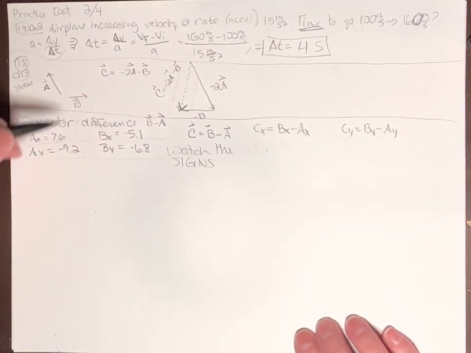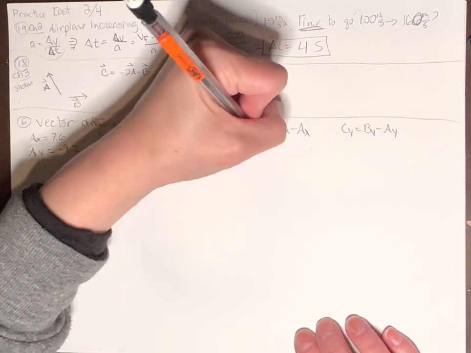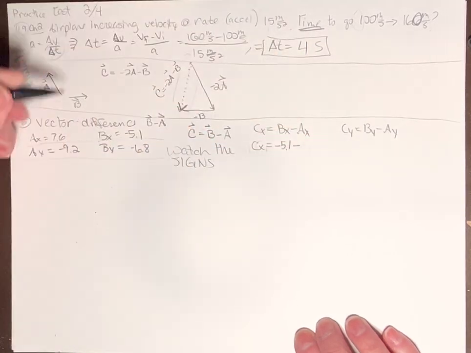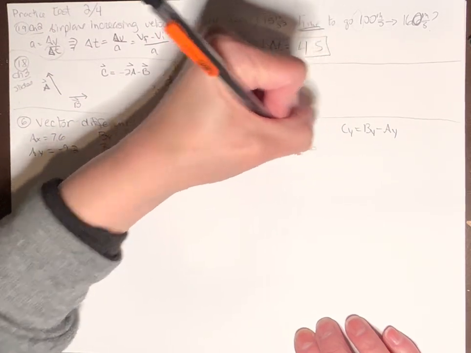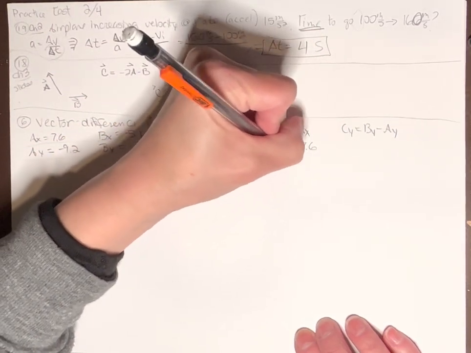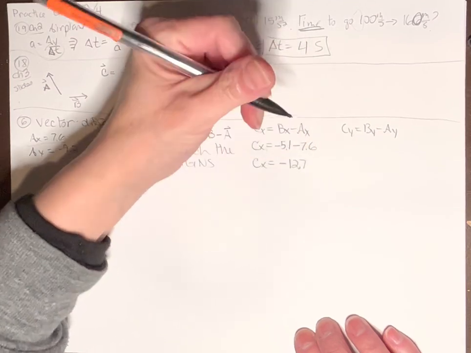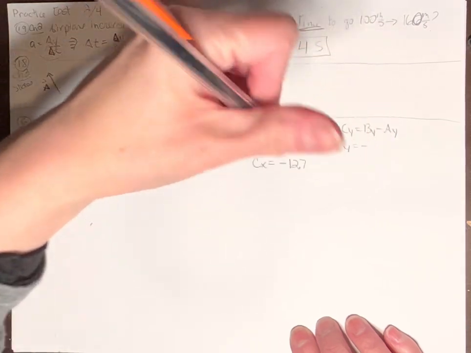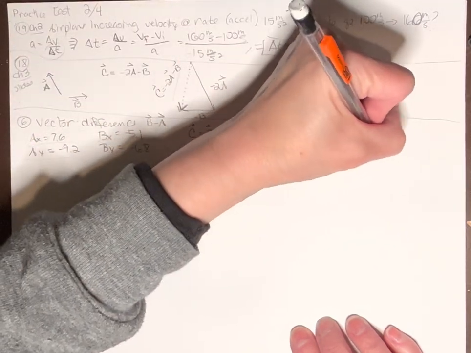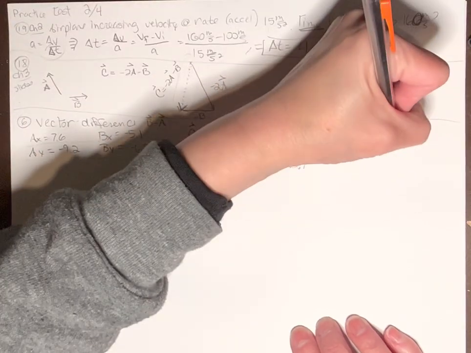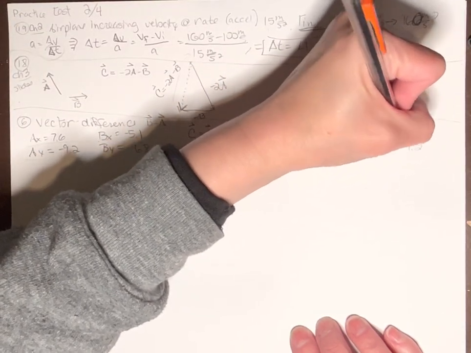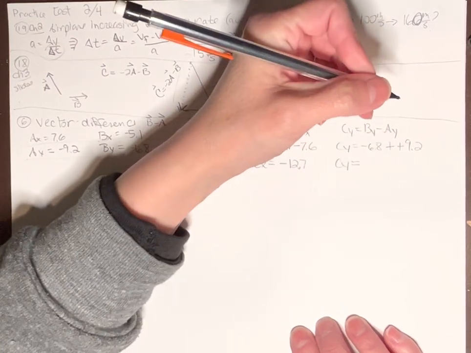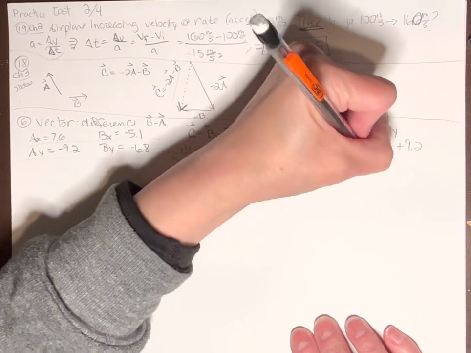Okay. B sub x is negative 5.1. Don't forget that. So c sub x equals negative 5.1 minus a sub x, which is 7.6. So c sub x equals negative 12.7. C sub y is b sub y, which is negative 6.8 minus a negative 9.2. So I'm actually going to add that. So c sub y ends up being 2.4.